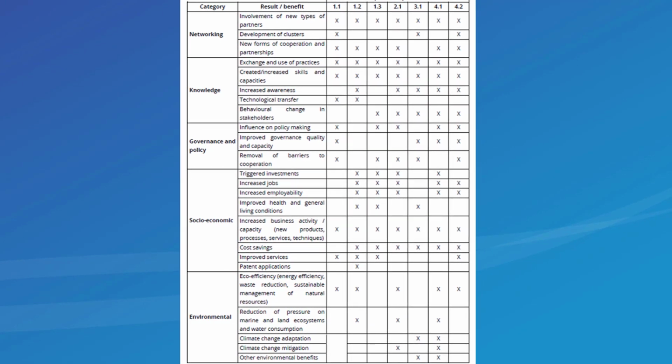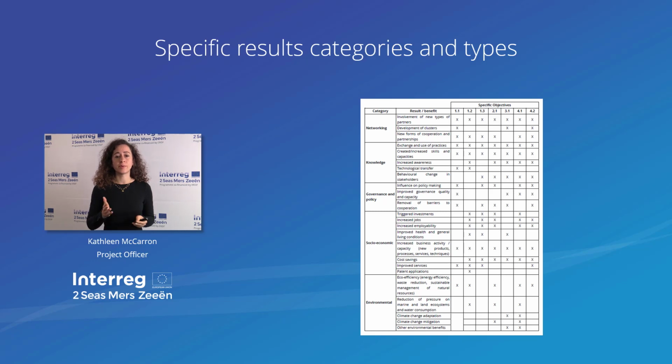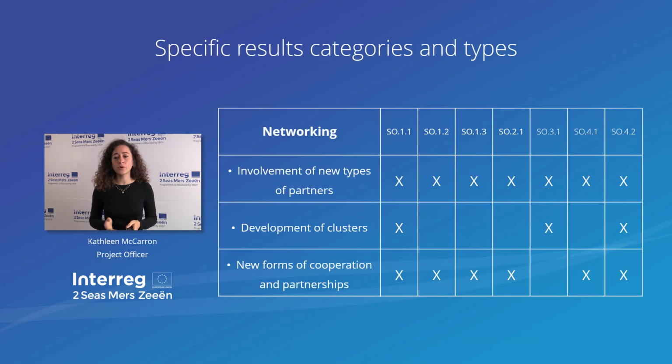You have a matrix that is available on our website, and you will see that for different specific objectives, you do not have all types available. So depending on the theme of your project, you will have access to specific categories and types. If we focus on the first one, networking, you can see that the category is networking. We then have 3 different types, and for each specific objective, it's indicated whether or not this type is available. Should you want to report on a specific result that does not really fit in any of the pre-selected categories or types, that's not a problem. You can always select others and create your own specific results.